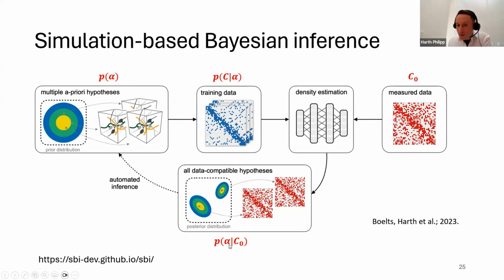That is the probability of alpha parameters to regenerate the empirically observed connectome. Starting from a uniform distribution in the prior, where we don't know which parameters actually work and which don't, with a very limited set of simulation runs we can arrive at a posterior distribution which tells us which parameters are most likely to reproduce the empirically observed connectome.